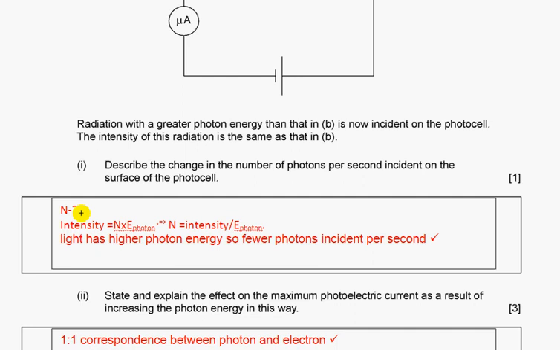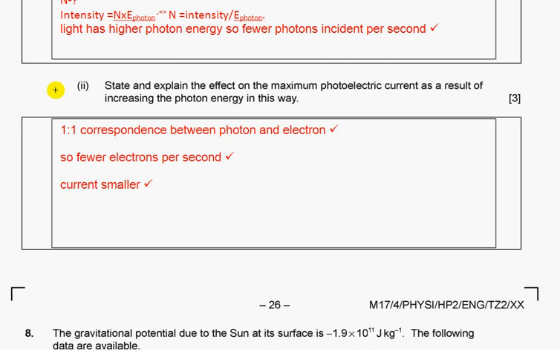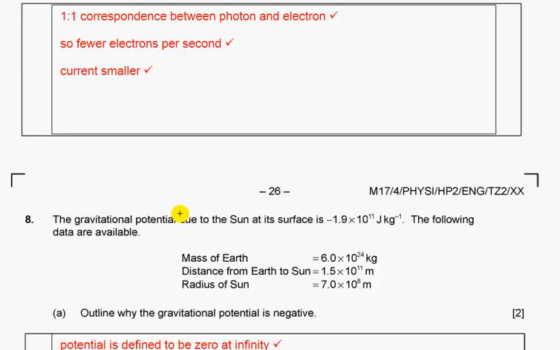So intensity equals number of photons times energy of photon. It means that the number of photons is inversely proportional to the energy of a photon if intensity stays the same. So light has higher photon energy, so fewer photons incident per second. State and explain the effect on maximum photoelectric current as a result of increasing the photon energy in this way. Because between photon and electron we have a 1-to-1 correspondence, fewer electrons per second, so current is smaller.